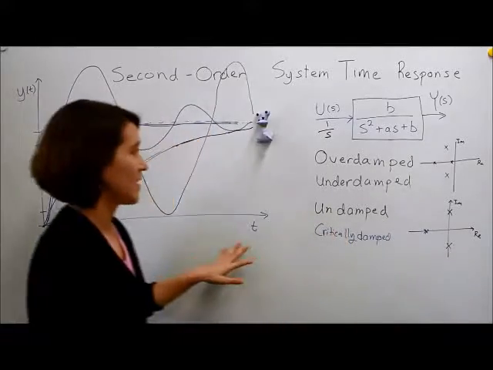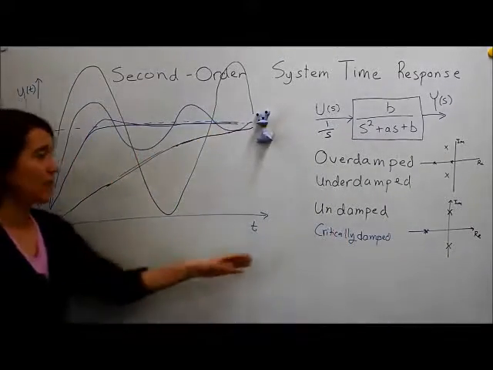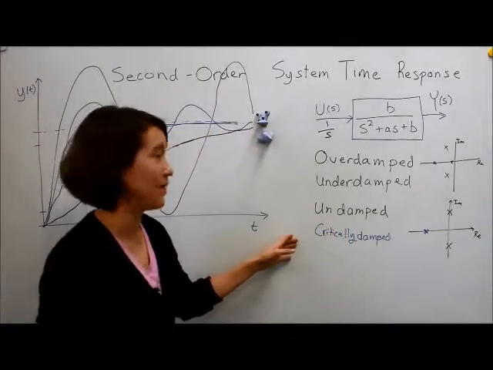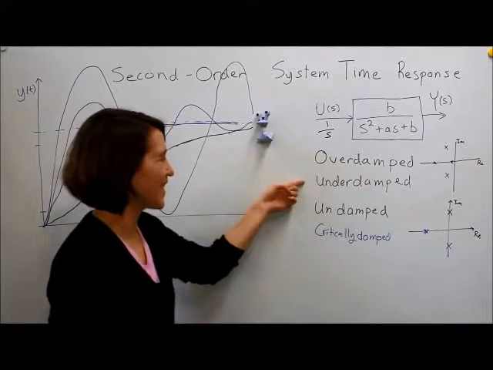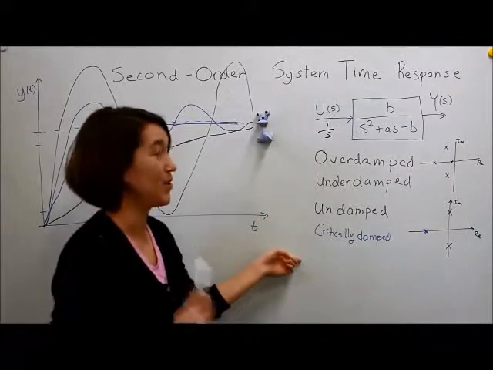Okay, I'll just stop there for now, but now you should be able to understand when someone says the system is underdamped, overdamped, undamped, or critically damped. You should know what that means.